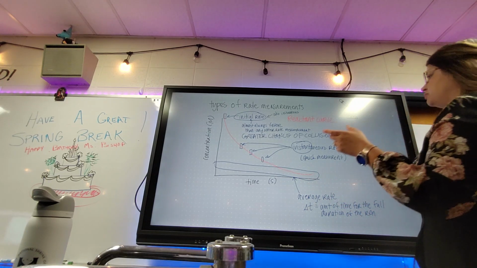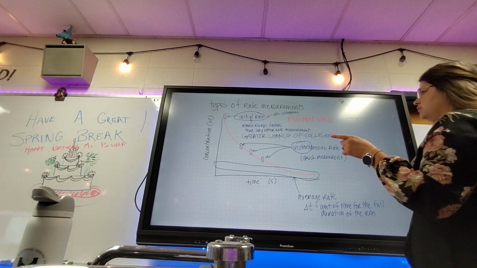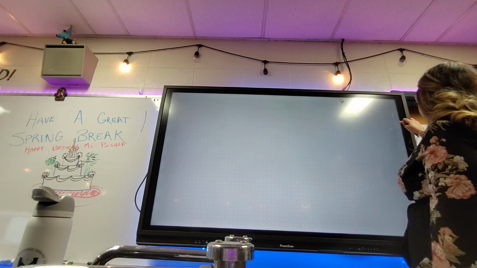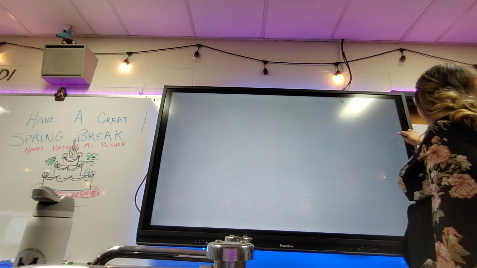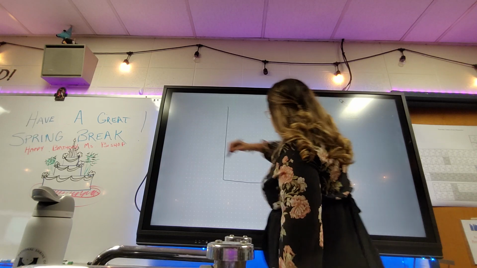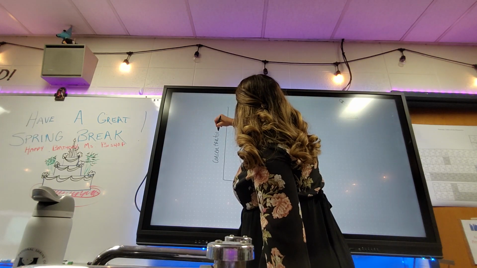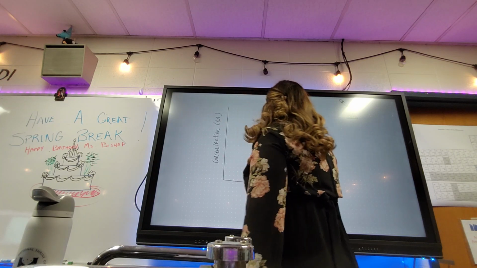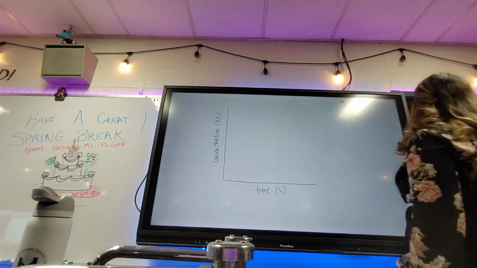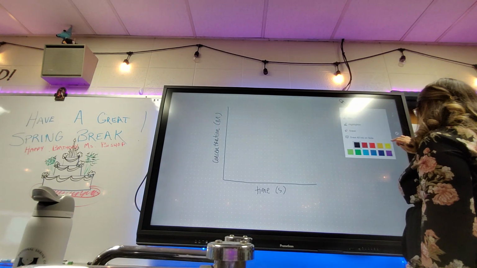Okay, so now I want to show you what a curve would look like for products. If you need to pause to continue taking notes, do that. Oops. So I'm going to draw this again. Concentration is measured in molarity. Time we'll measure in seconds. And now let's take a look at what it should look like for a product.